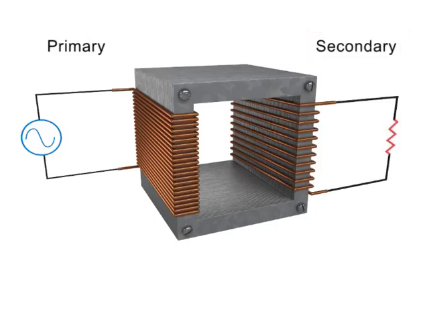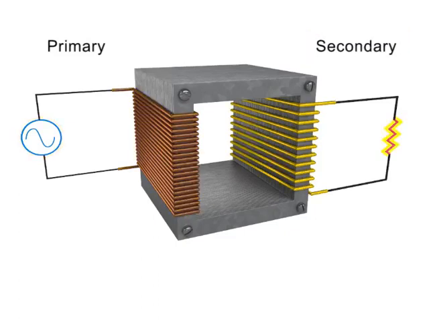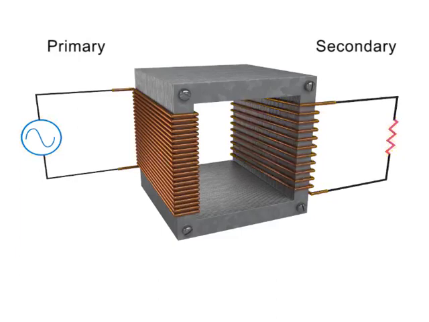The two coils are well insulated from each other and do not form a physical electrical connection. This gives a transformer its unique electricity-altering properties. Transformers can either step up or step down a voltage.